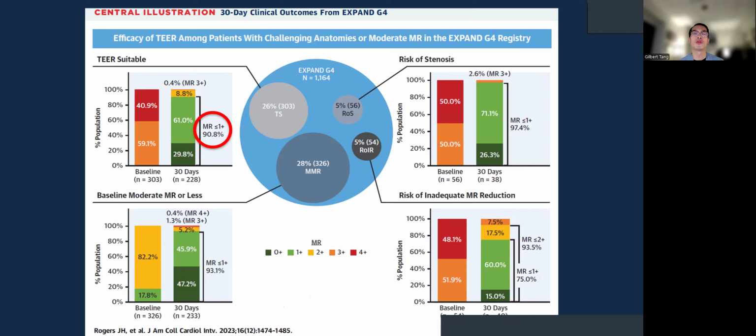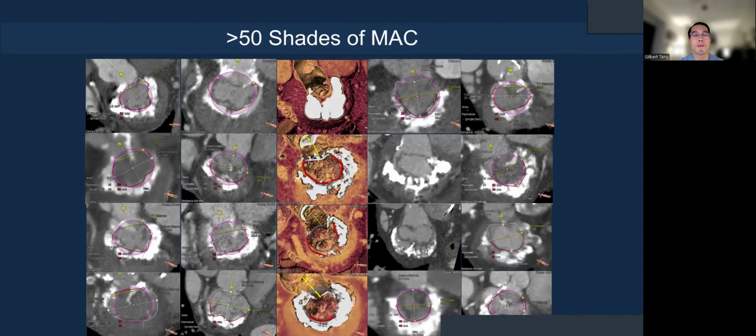This is the EXPAND G4 registry, which is global, primarily conducted in the United States. It shows that most of the time, under core-lab adjudication, MR 1 plus will be achieved in near 91%. Even in patients with more complex anatomy, such as risk of stenosis, 97.4% still achieve 1 plus MR. In cases of palliation, where you don't expect the MR reduction to be adequate, still around 75% is achievable.